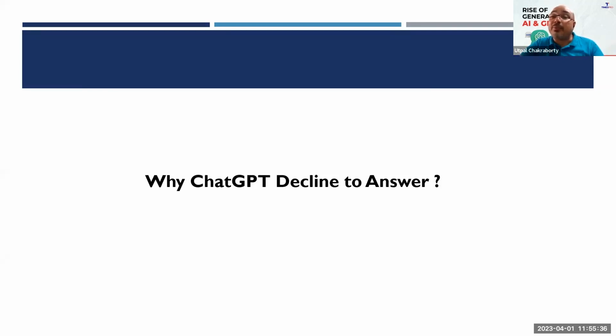Now if you ask ChatGPT, should I invest in this stock or not, it will decline to answer. It knows where to decline and how to decline. It will politely decline you. That has also been built within it.